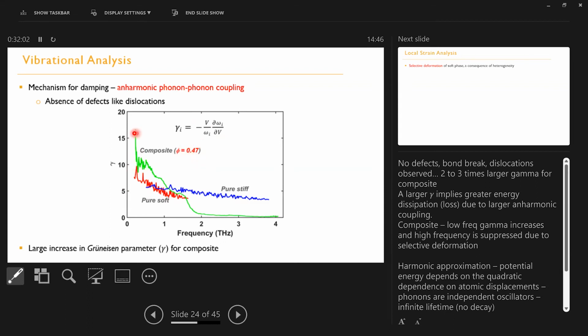And we can clearly see that there are some phonon modes that have a very high Grüneisen parameter. This means that the phonons are somehow getting affected because of the deformation, and the way they couple with each other is going to give us the anharmonic damping that we are observing in the results.